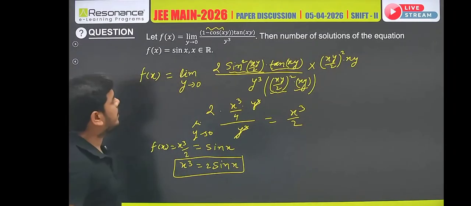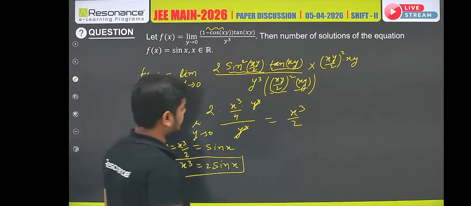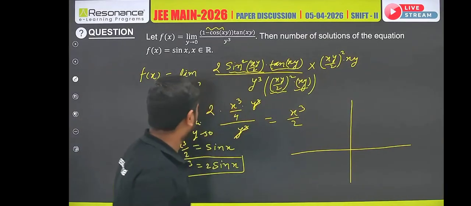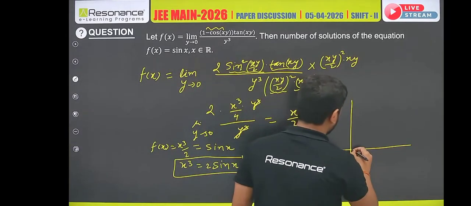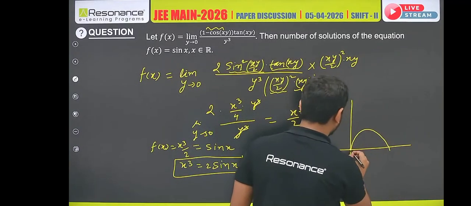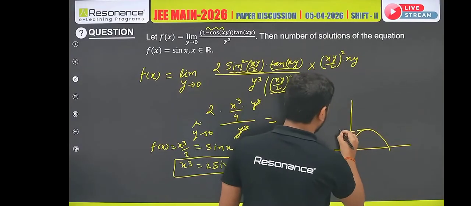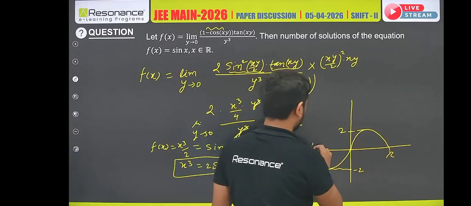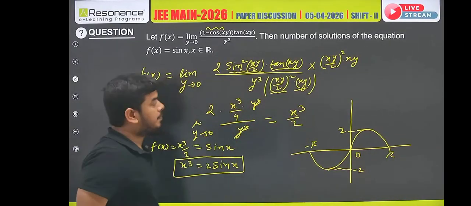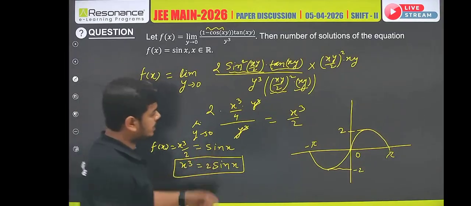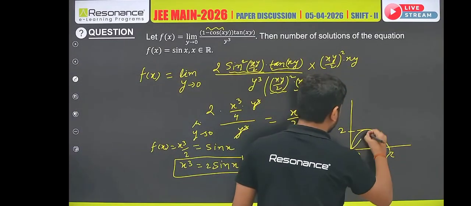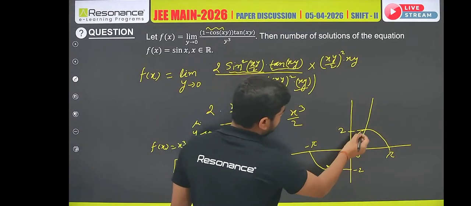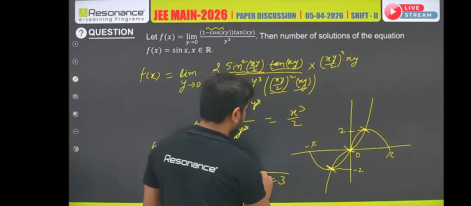Then you need to find the number of solutions. So for this type of question, you need to draw the graph, and then you will get the number of solutions. So the 2 sin x graph looks like this. This goes up to 2 and down to minus 2. This is pi, minus pi, 0. Now if you draw the graph of x cube like this, how many solutions? 1, 2, 3. So the number of solutions is 3.